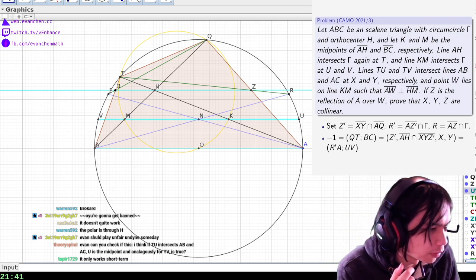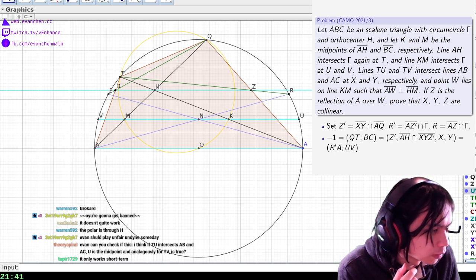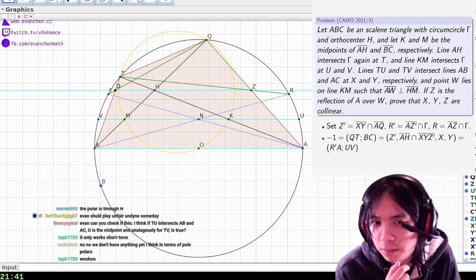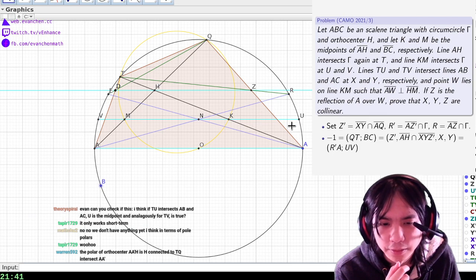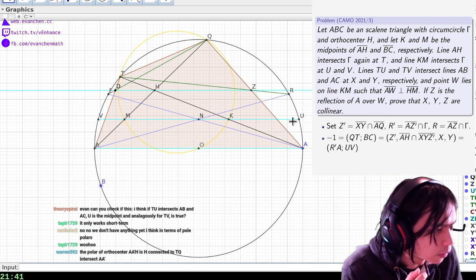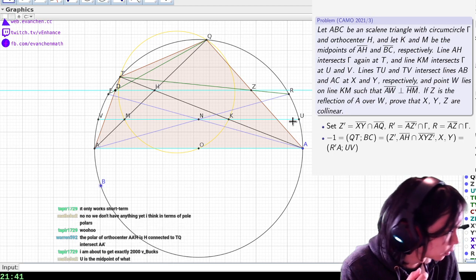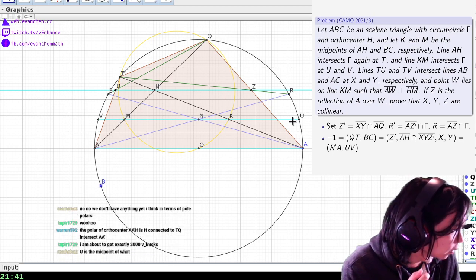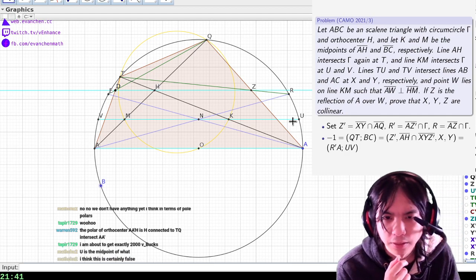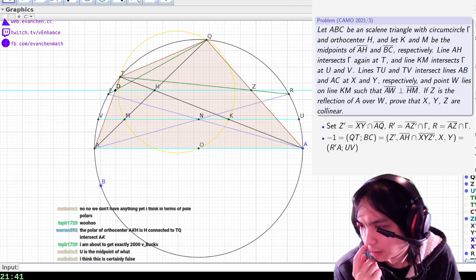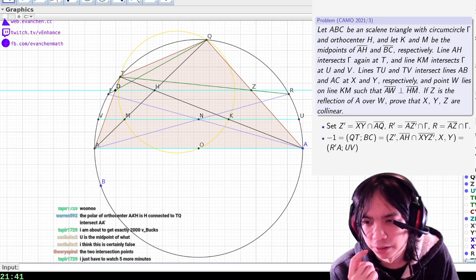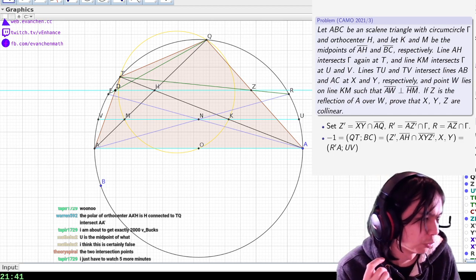T intersects AB and AC. TU intersects AB. U is the midpoint of what? So this is X. This is TU intersect AB. What do you want it to be the midpoint of?